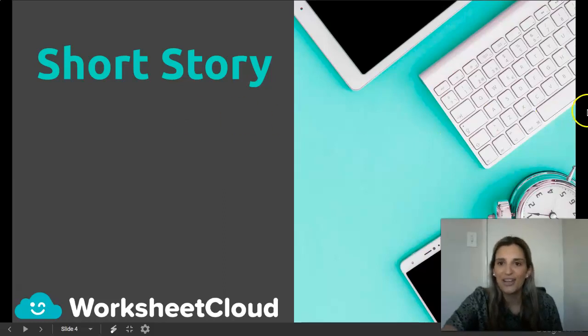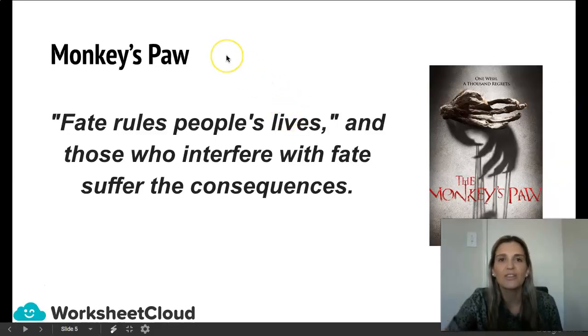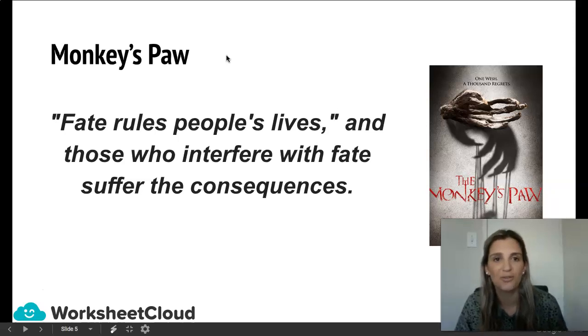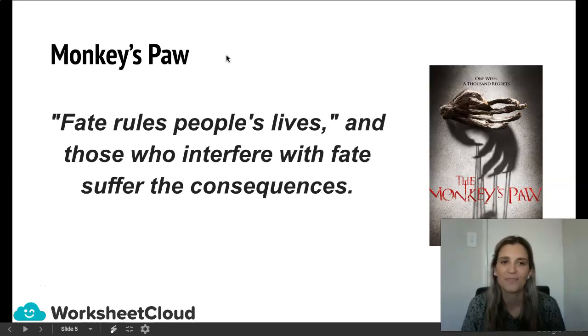Then let's get straight to it. Now today we're going to be looking at Monkey's Paw. You might have done it already, or you might do it next year, or you might not do it at all. But this is a short story and we're going to look at it. And here's just a quote we're going to go through. Fate rules people's lives, and those who interfere with fate suffer the consequences.